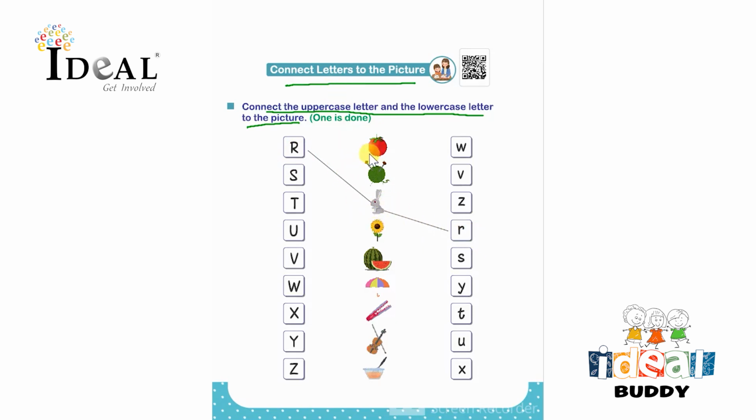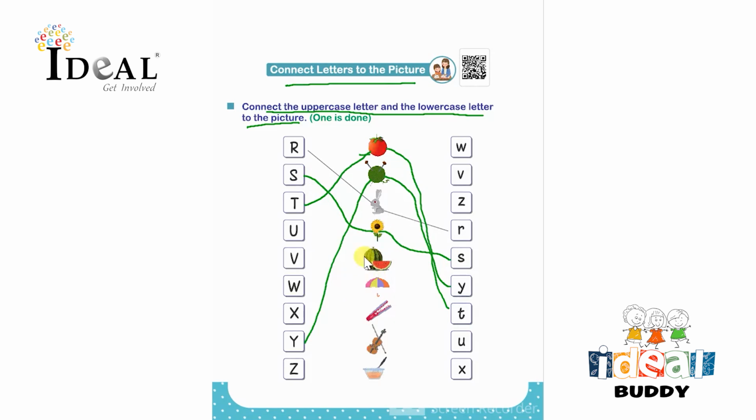So here we have tomato, sound is T, and here we have to connect the uppercase T and the lowercase t to the given picture. After that it is yarn, sound is Y. So we will be connecting the uppercase Y and the lowercase y to the given picture. After that we have sunflower and the sound is S. So we will be connecting the uppercase S and the lowercase s to the given picture.